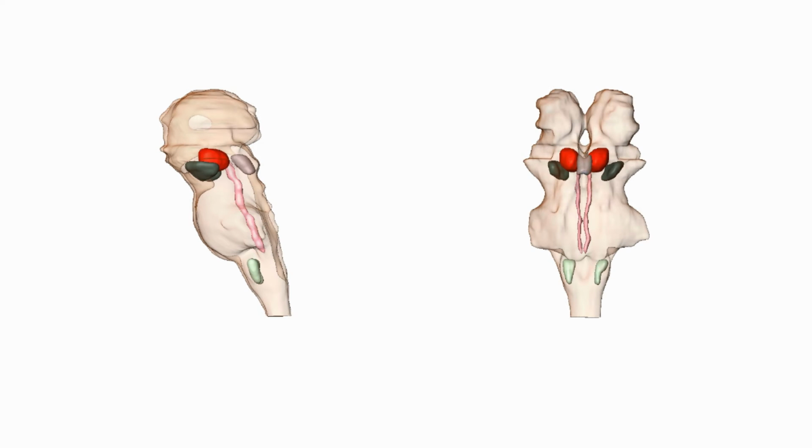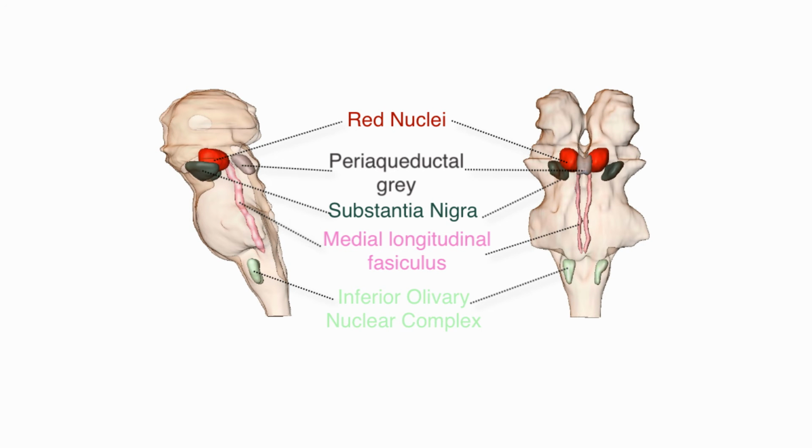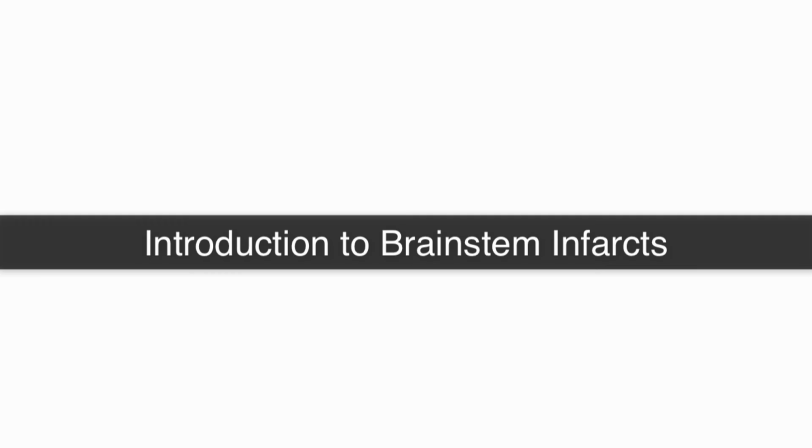Finally, the brainstem includes a few other important structures, including the red nuclei, periaqueductal gray, substantia nigra, medial longitudinal fasciculus, and inferior olivary nuclear complex. Now that we've learned many of the key players in brainstem function, we can begin to look at brainstem infarcts.